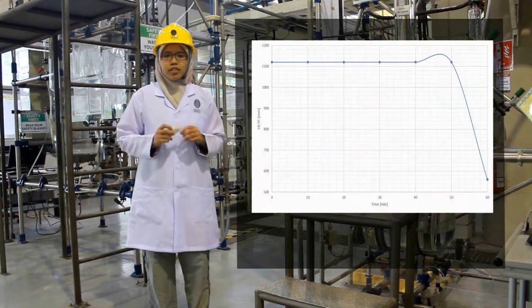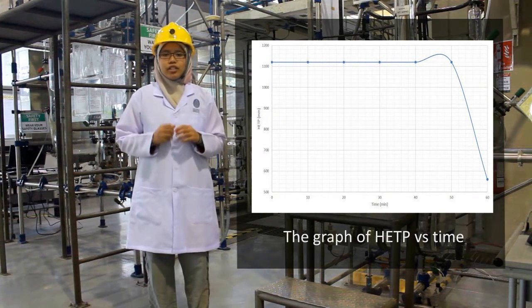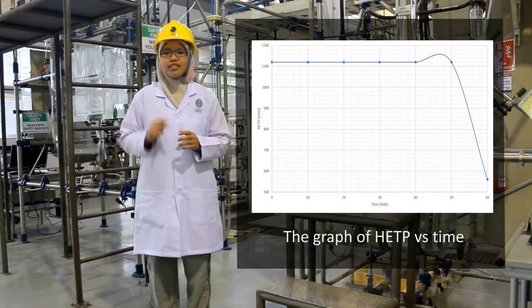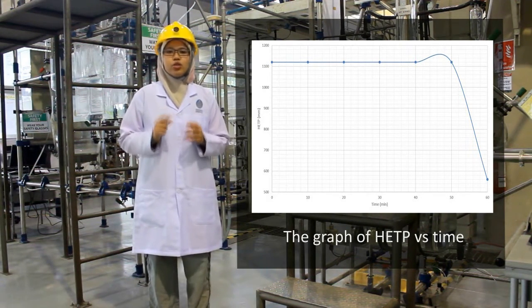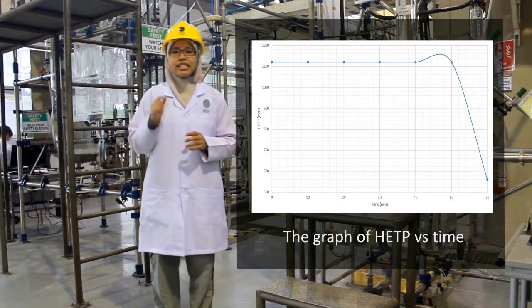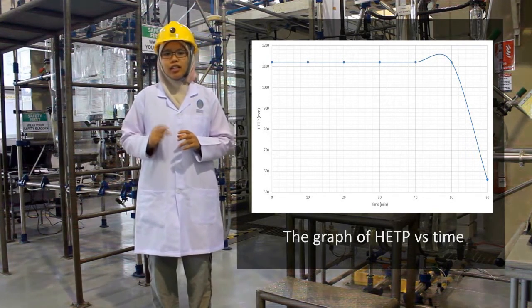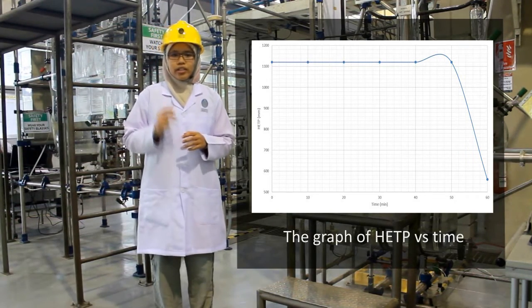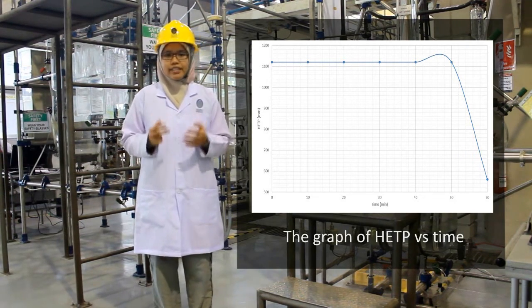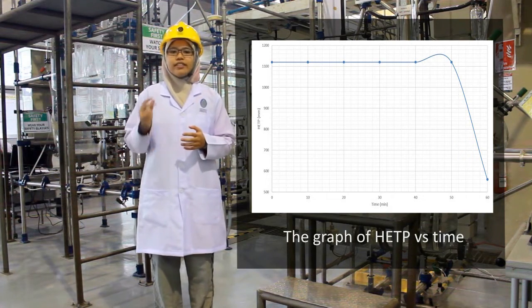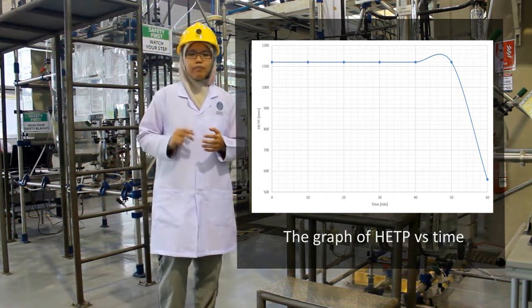While for the HETP result, it shows that the HETP remains constant as the time passes, except for the last 10 minute interval. This shows that the number of theoretical stages is increasing within that interval. And according to the McCabe-Thiele method, it seems that when the concentration of distillate increases, it will increase the number of theoretical stages, as well as decrease the HETP as the time passes.